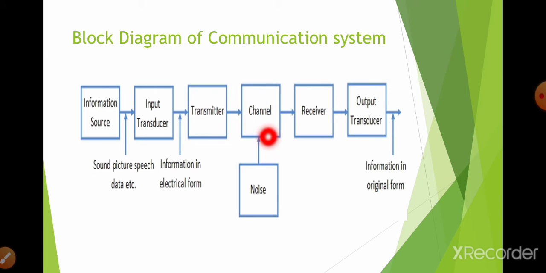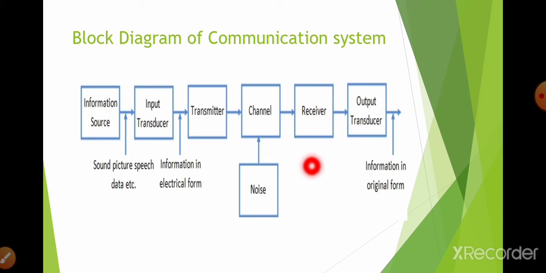Channel means the medium through which the information can be transmitted. So in wireless communication it is free space, for example in a mobile phone. A mobile phone transmits the information in free space. Through this free space, it travels and arrives at the receiver. During the transmission, noise will get added to the information because it travels through the free space. So at the receiver, the information is contaminated with the noise.